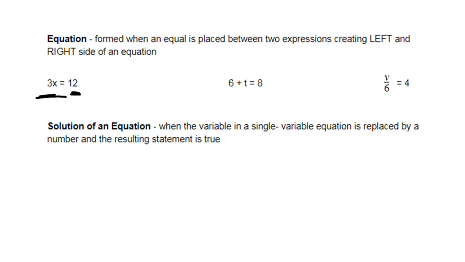If we look at 6 plus t equals 8, we've got an equal sign, we have our left side and our right side. And the same thing over here with v divided by 6 equals 4. We've got a left side, a right side, and we've got an equal sign right there smack dab in the middle. Alright, so that's what an equation is. Equations are made up of variable terms, constants, coefficients, everything we've talked about.